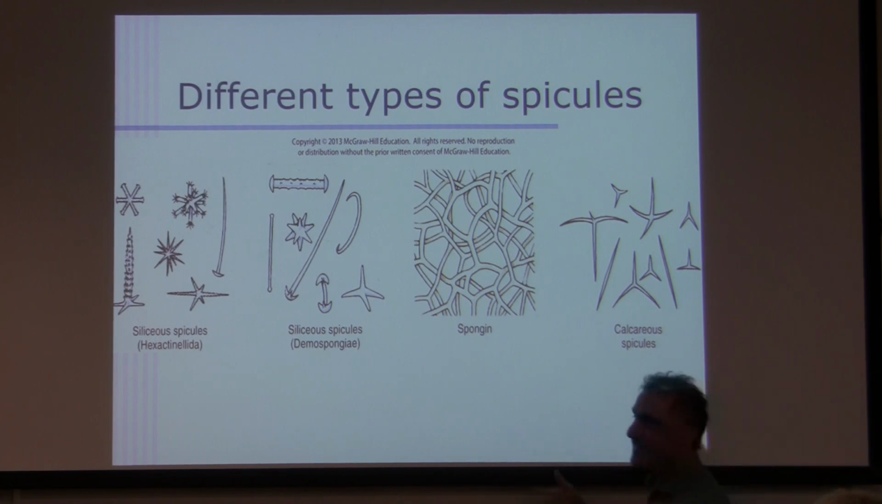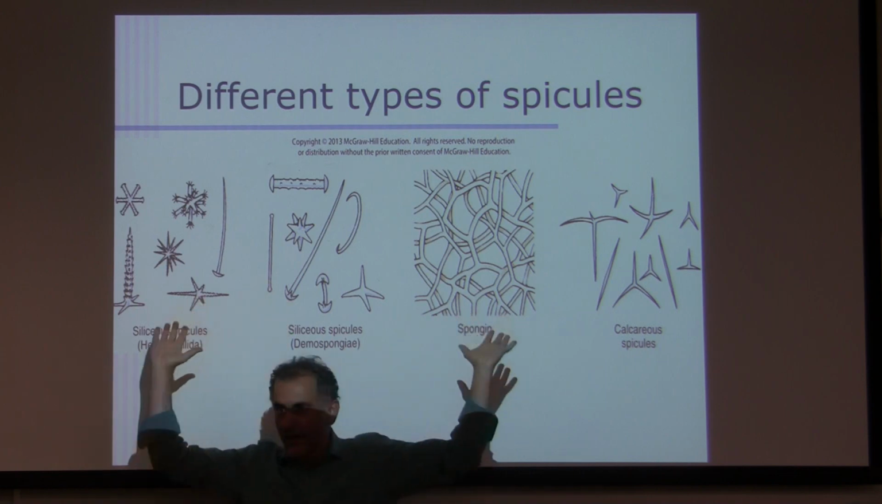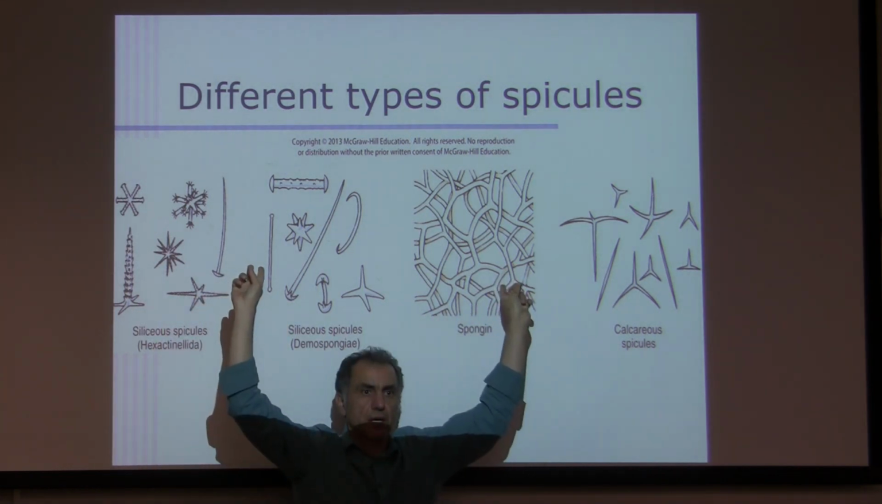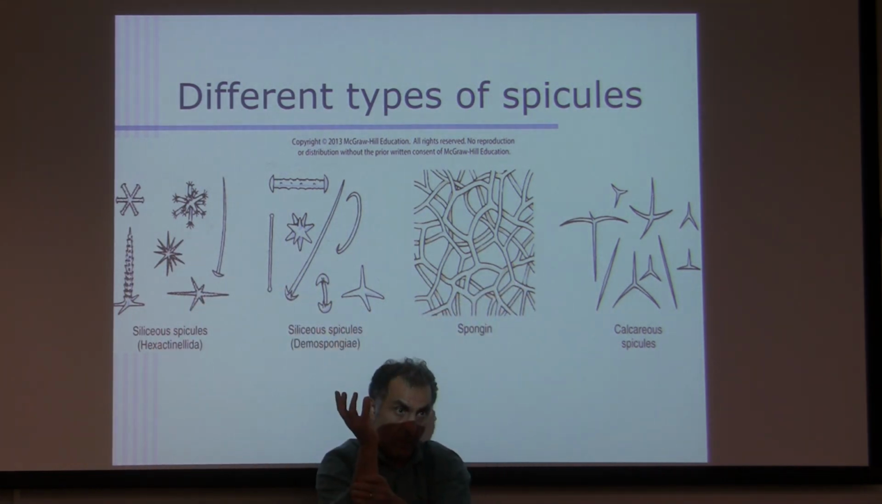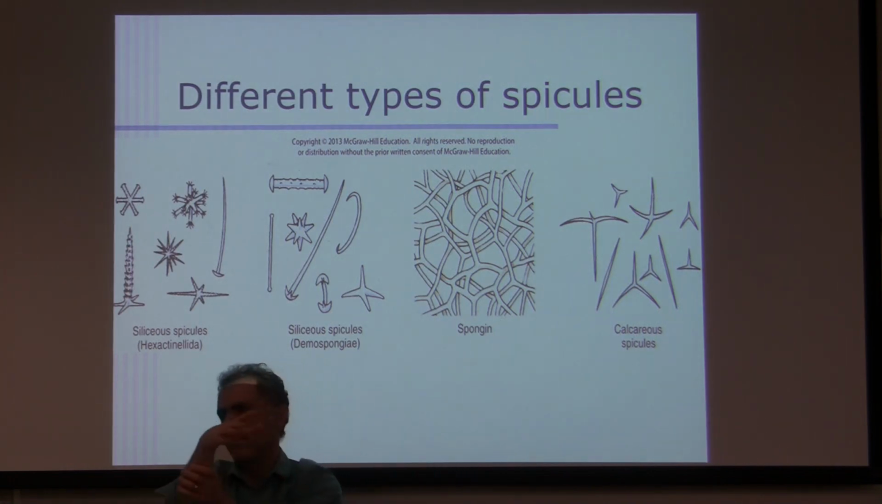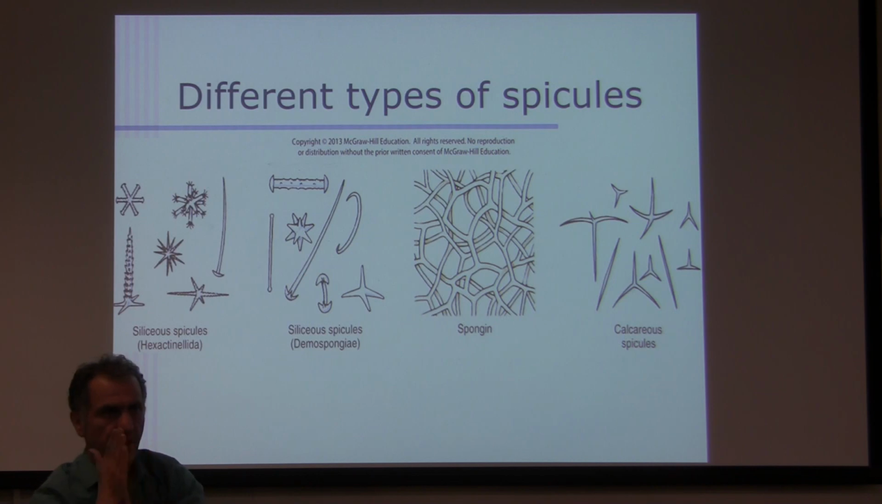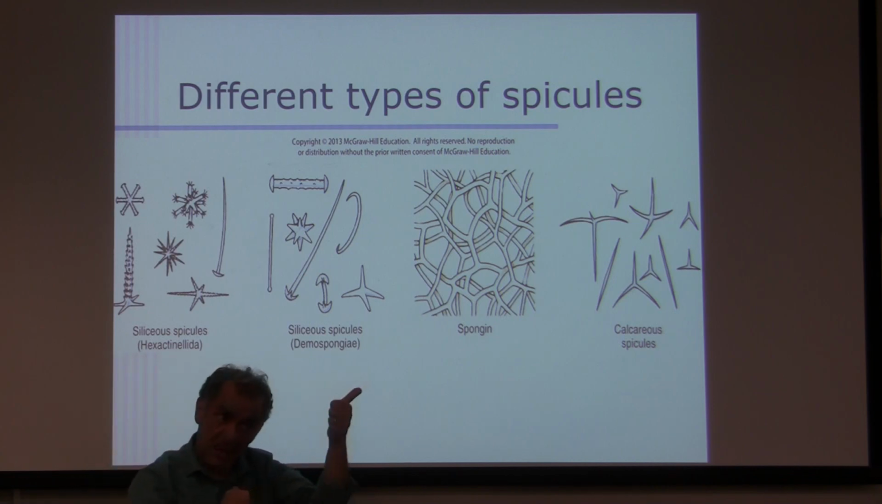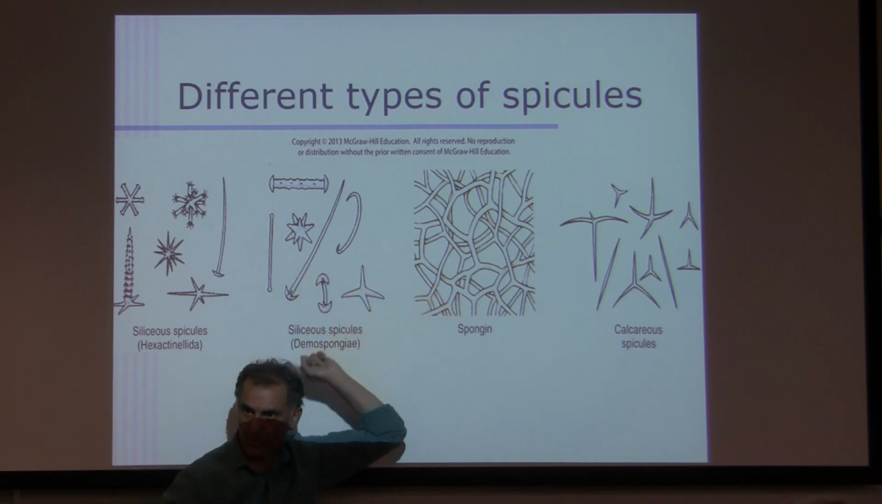So the classification of sponges is based on the spicules and also the shape. And of course DNA comes into the picture for everything from now on for the rest of your life. But DNA, shape, and spicules.